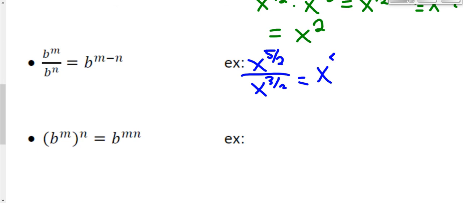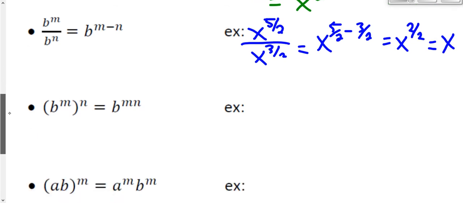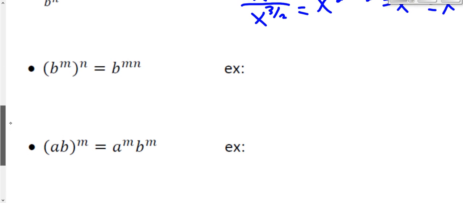So x to the 5/2 minus 3/2. Those have a common denominator of 2, so I can just subtract 5 minus 3, which is 2. So that's x to the 2/2, which again I can simplify. X to the 2/2 is just x to the first power, which is just x. So we just subtract the exponents like usual. We've got a couple more cases to look at here.